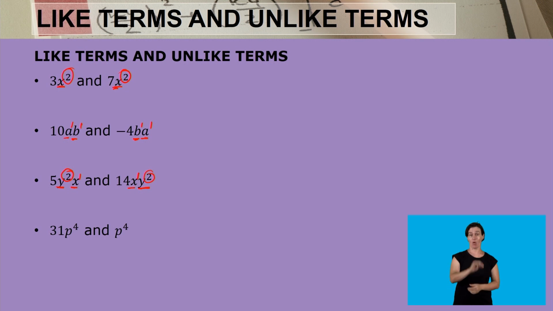Let's look at the last one there. It says 31p exponent 4 and p exponent 4. Now, are these two terms like terms? Yes, they are like terms. Why are they like terms? Because they have the same variable, which is a p, and that variable has the same exponent there, which is the exponent of 4. Let's now move on to our unlike terms.